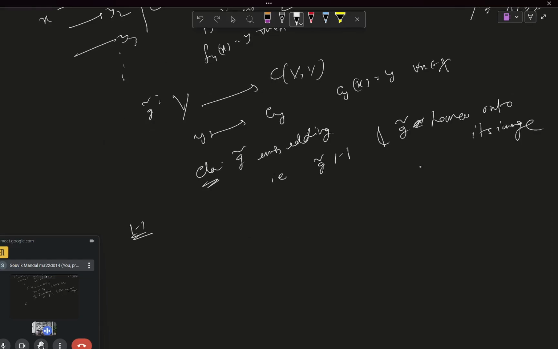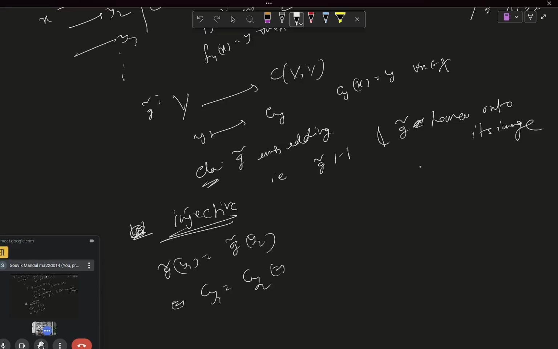How to check one-to-one, that is, injective? Suppose g tilde of y1 is equal to g tilde of y2, that is c_y1 equals c_y2, so c_y1(x) equals c_y2(x) for all x belonging to X. This implies y1 equals y2, so it is injective. Now what are we going to do?